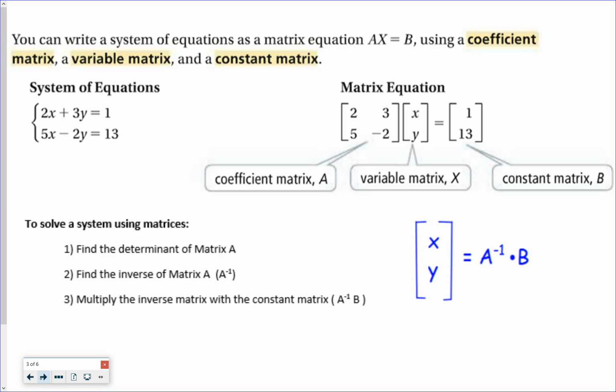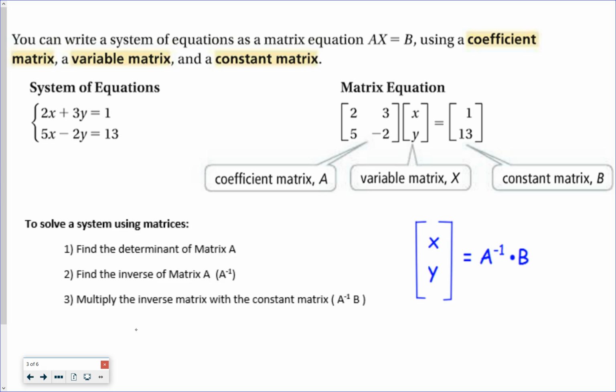So when we do a matrix, step 1 is to find the determinant. We did that Tuesday of matrix A. Step 2 is to find the inverse. That was Wednesday. Then multiply. That was last week. All these things we know how to do.